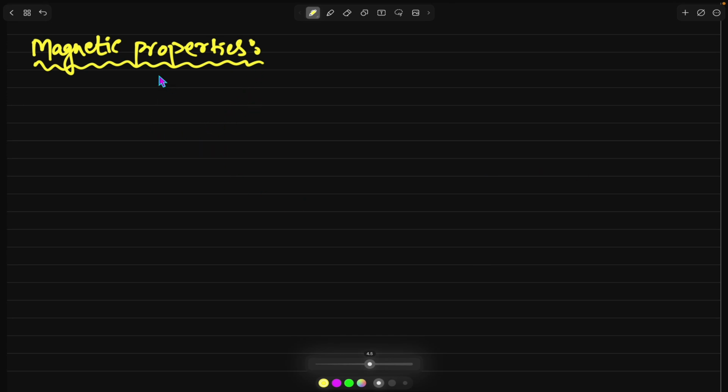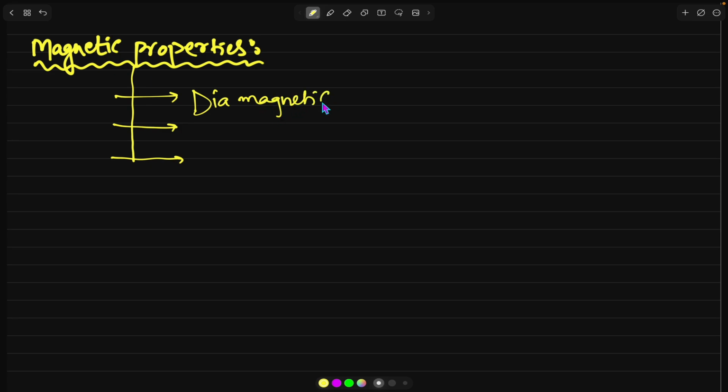Magnetic properties. So compounds are classified into three types based on their behavior when they are kept close to a magnet. They are called diamagnetic compounds, paramagnetic compounds, and ferromagnetic compounds. If you place a substance in an external magnetic field, this classification is done based on their behavior.